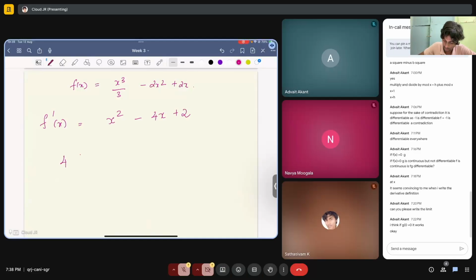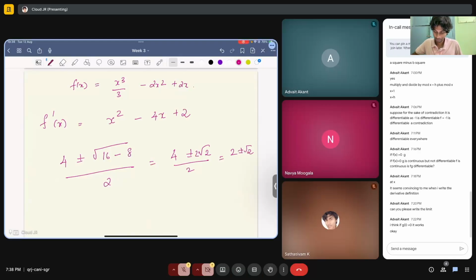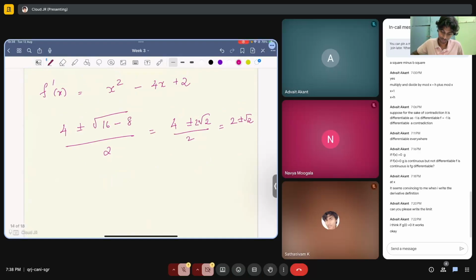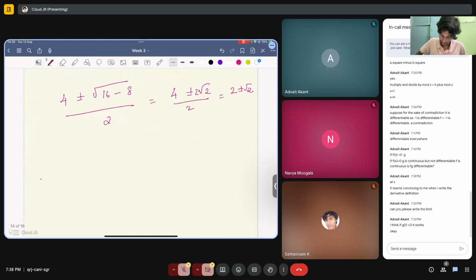So this is 4 plus or minus square root of b square, which is 16, minus 8, by 2. So this is 4 plus or minus 2 root 2, by 2. Okay, so this is basically 2 plus or minus root 2. Now we got 2 points here. So this is 2 minus root 2, and this is 2 plus root 2.